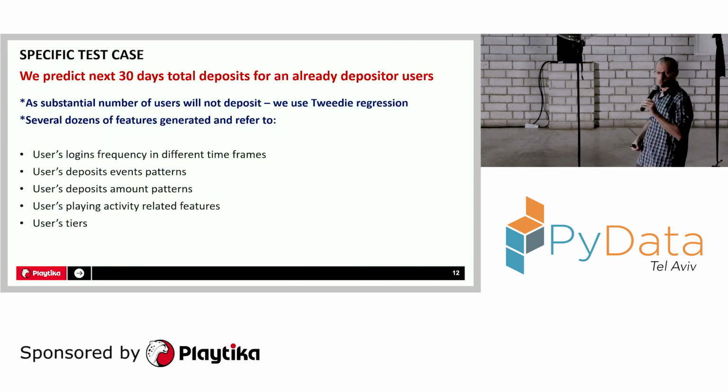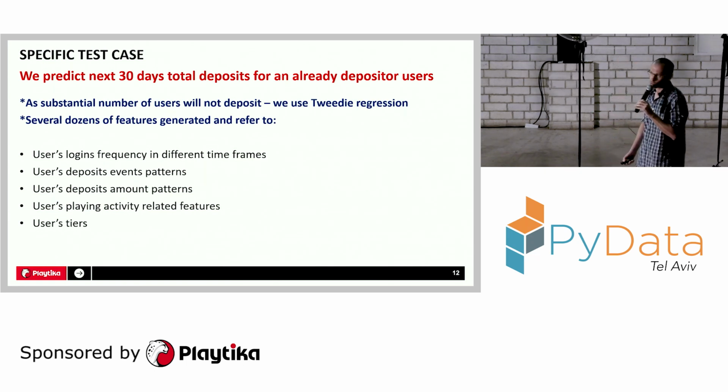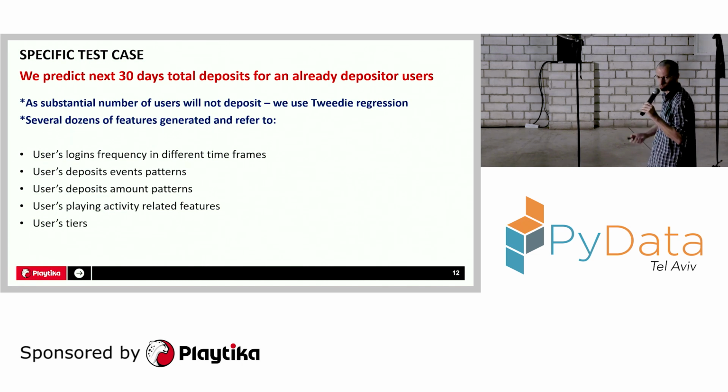Just to present one test case in which we have applied this model. We wanted to predict the next 30 days total revenues for users, and those are already depositor users. So we did not try to predict whether they will convert, whether they will deposit for the first time. We know that a substantial number of such users will not deposit. This is why we use the 2D regression, and we have in this model several dozen features. Some relate to logins, engagement, some relate to deposits, play activity, all sorts of features that we have extracted.